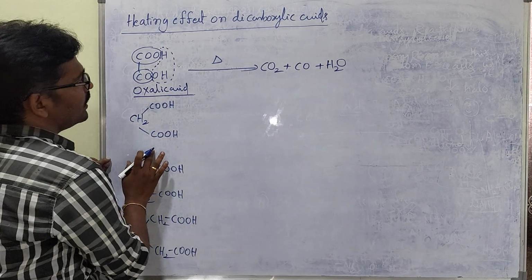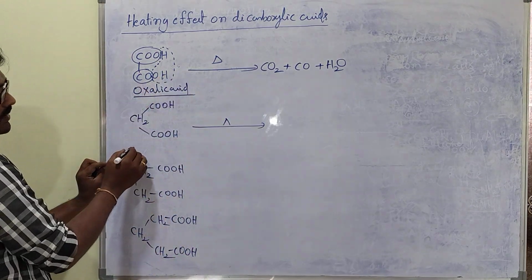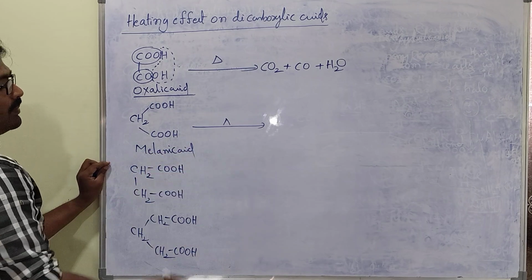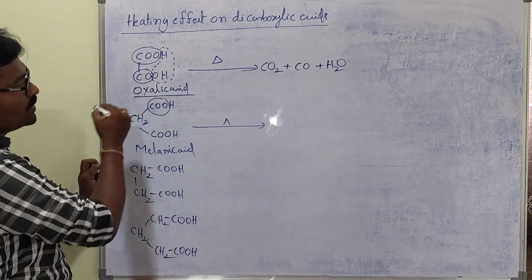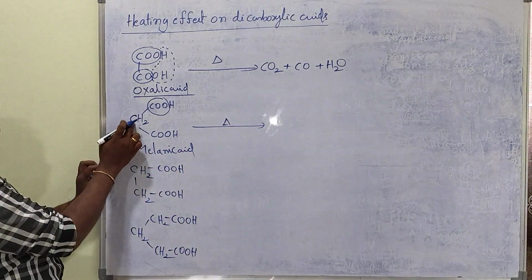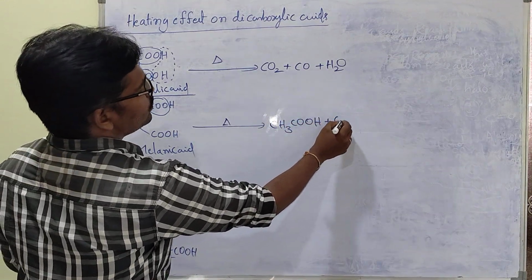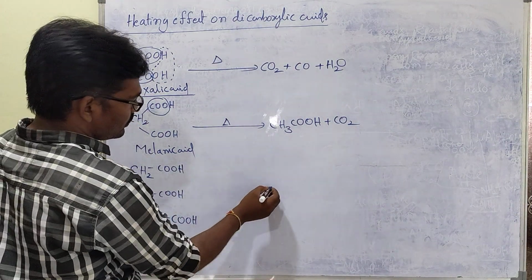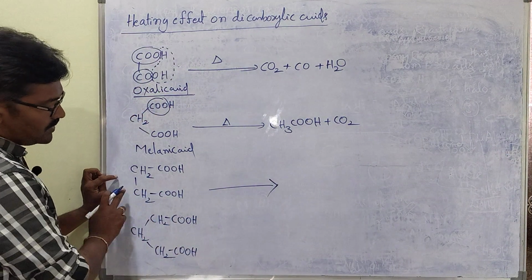Then the next on heating is malonic acid. In malonic acid, only CO2 will be lost. The remaining is CH3COOH, acetic acid, plus CO2. Only CO2 will be lost from it. Then next is succinic acid.